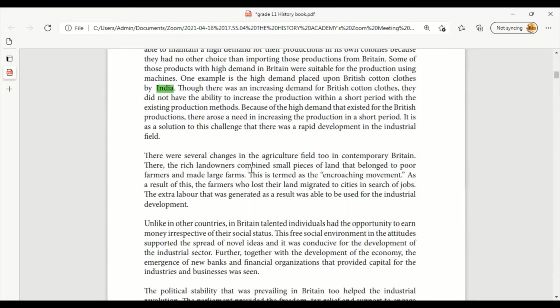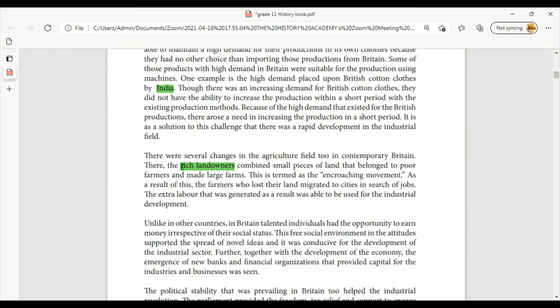And then there were several changes in the agricultural field. That means the rich landowners combined small pieces of land belonging to poor farmers and made large farms. For example, if poor farmers had 1 acre, 1 acre, 1 acre farms, the rich landowners used to combine those farms and make a mega farming unit. So these poor farmers, who did a very simple kind of agriculture, moved to the cities, right? Since they lost their land, they went to the cities in search of jobs. Due to this extra labor that was generated, it could be used in industrial development.